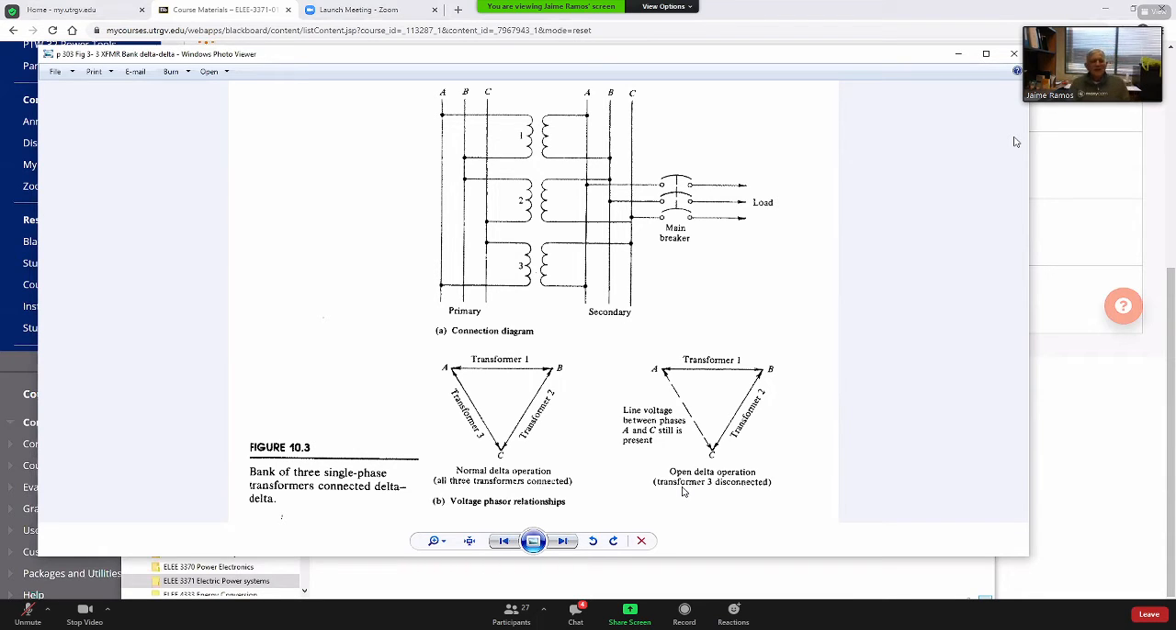So this is another advantage of the delta connection, that if we have 3 single-phase transformers connected, this is called a transformer bank, we can have the 3-phase still working even if one of the single-phase transformers is lost.